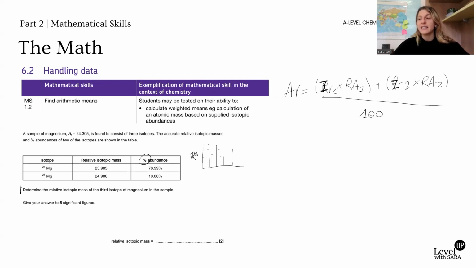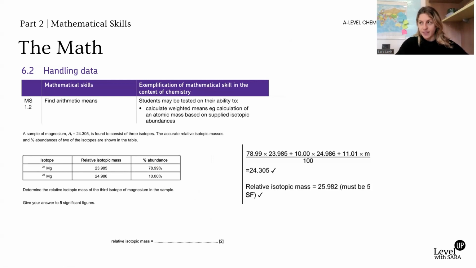where you have to find the percentage abundance or the mass of one of the isotopes. So it's a bit more complicated because it's not just the simple average, but it will require a bit of rearrangement. So if you haven't given it a go yet, pause the video and play to see the solution.